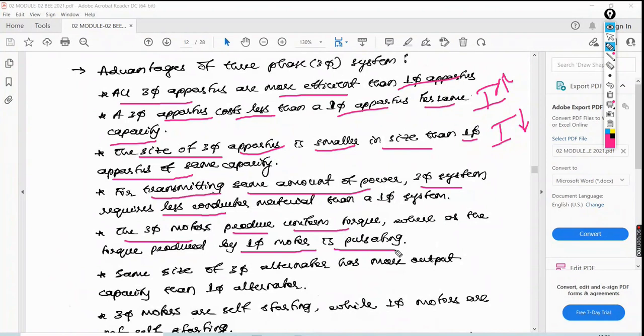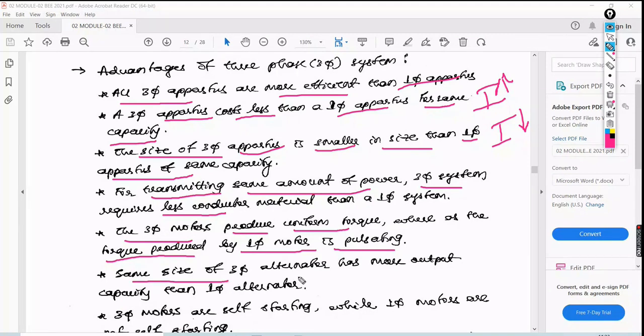If you are from a rural background, in your field you use a three phase motor for irrigation. The three phase motor will not vibrate compared to single phase. That is also one of the advantages, because the torque produced remains constant and uniform.